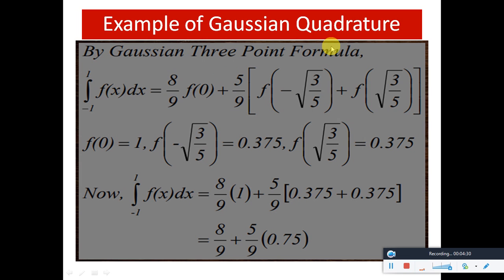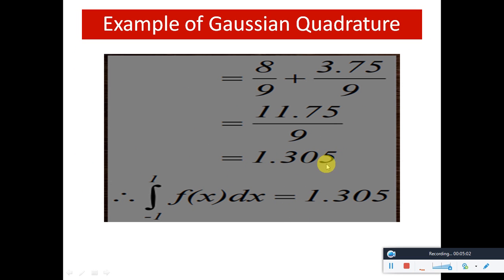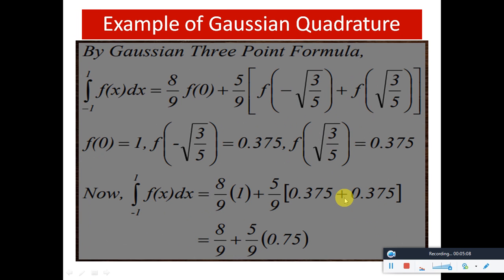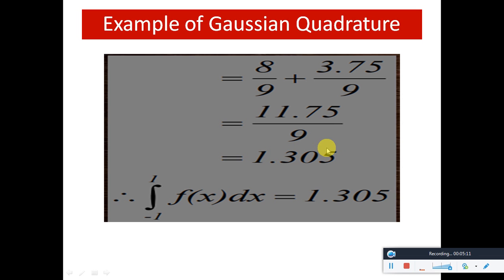And this is under the 3-point formula. As I already told you, this is c1 f of x1 plus c2 f of x2 plus c3 f of x3. Here f of x1, f of 0 and f of x3 can all be found using the formula f of x equal to 1 by 1 plus x square, and after calculating this you will get the value as 1.305. So you can observe here we have three different values. Depending upon the number of points we consider, the quality is improved. Thank you.